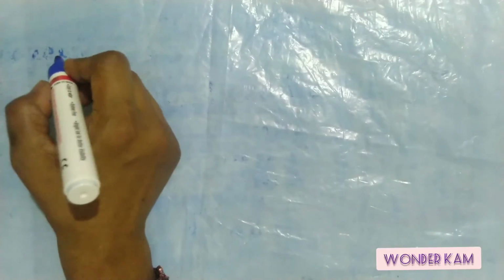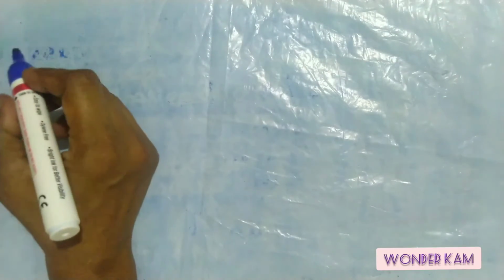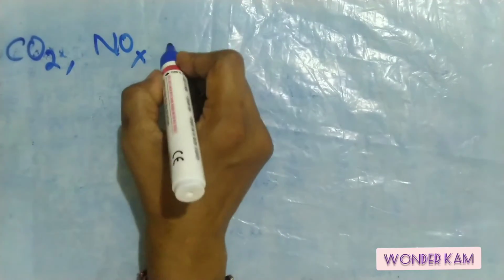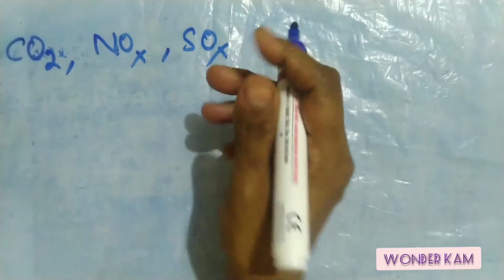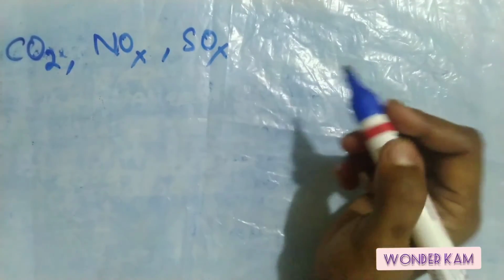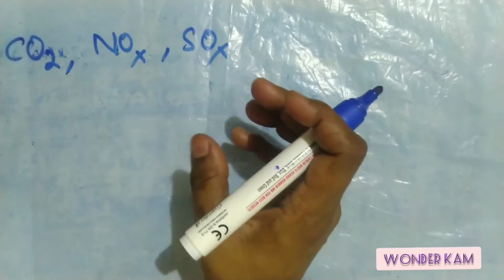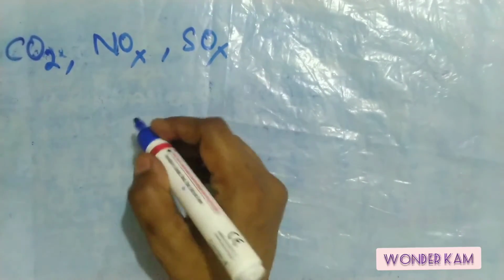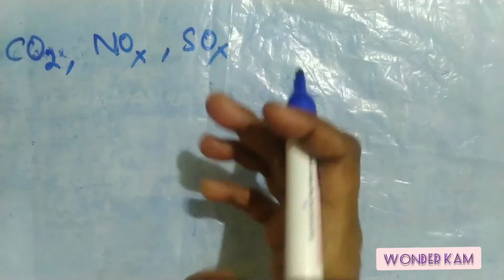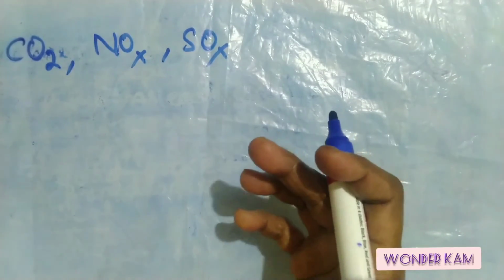Acids are also produced by human activities. Do you know how? Toxic gases like carbon dioxide, oxides of nitrogen, oxides of sulfur, these are very toxic gases, and when they are emitted to the atmosphere from different industries as well as from automobile exhaust, then during the rain, these harmful gases mix with the rainwater to form different acids, and we call this acid rain, and they are very harmful.